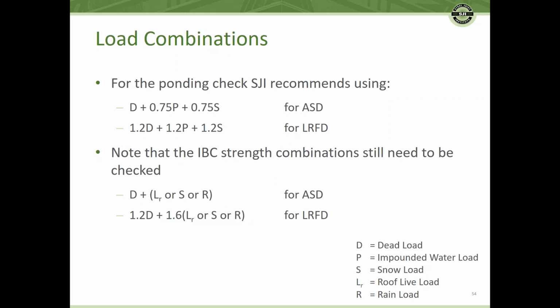Now, we believe at SJI in these recommended combinations, the reason that the factors are lower is because of the lower uncertainty of this case. Water has a pretty well-defined density, and we're computing the actual volume of water directly. So there's quite a bit less uncertainty involved in this evaluation than other typical evaluations. These are recommended load combinations, and they're good for this new methodology. ASCE 7 or the IBC might clarify some of these in their future editions.